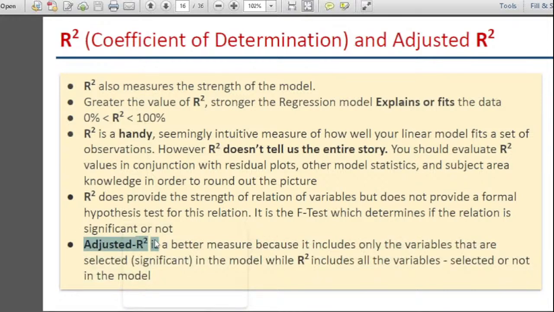So adjusted R square is a better metric than R square, because it includes only the variables that are selected or significant in the model, while R square includes all the variables, whether they are significant or not, right? So we have improved R square a bit. We include only the variables that are significant. Clear? The difference between R square and adjusted R square is clear, right? Okay, great.